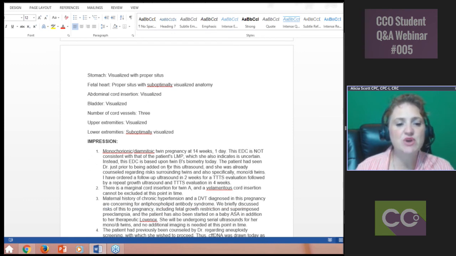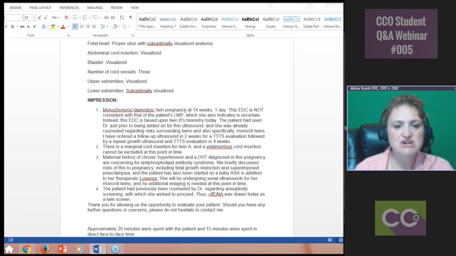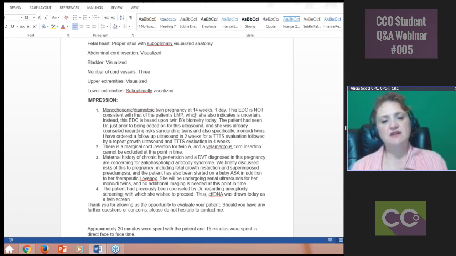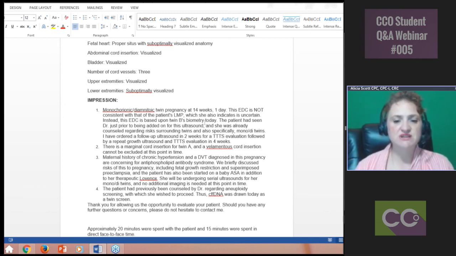So impression from the ultrasound. So we have the twins, and they're going to estimate that the twins are 14 weeks and 1 day, but it's not consistent with what had been indicating. So it's because LMP is last menstrual period, and women usually just don't know. They don't pay attention to that necessarily. And they are basing everything on twin B.